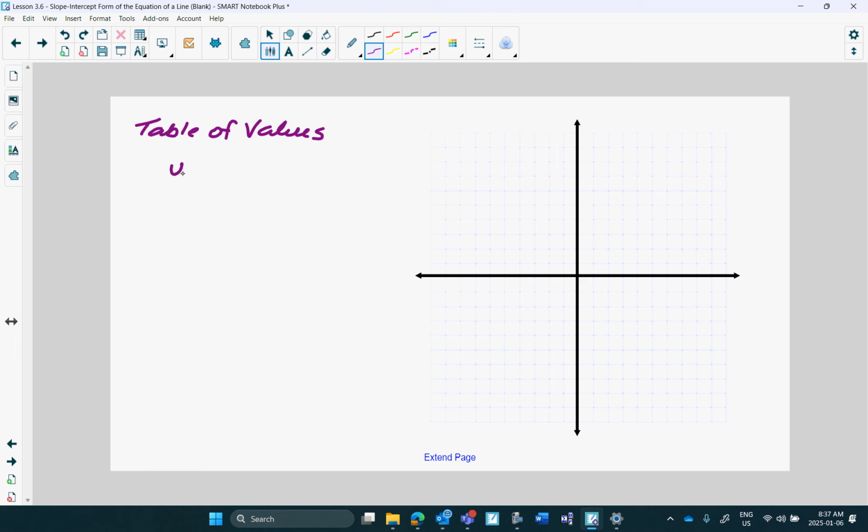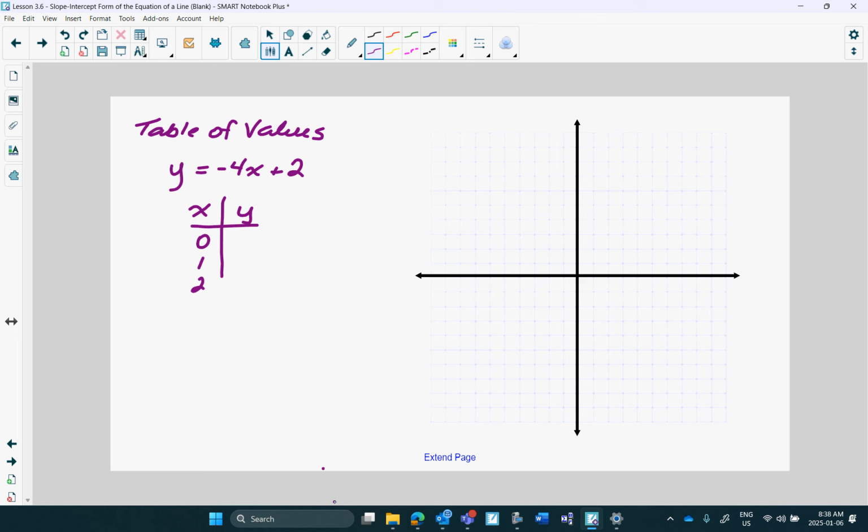So if I said y equals negative 4x plus 2, you don't have to write this down. We want to make sure y is by itself, which it is, then we make a table. And if there's a fraction, we got to be careful of the x's we pick. But if there's no fraction, then we can just put 0, 1, and 2.